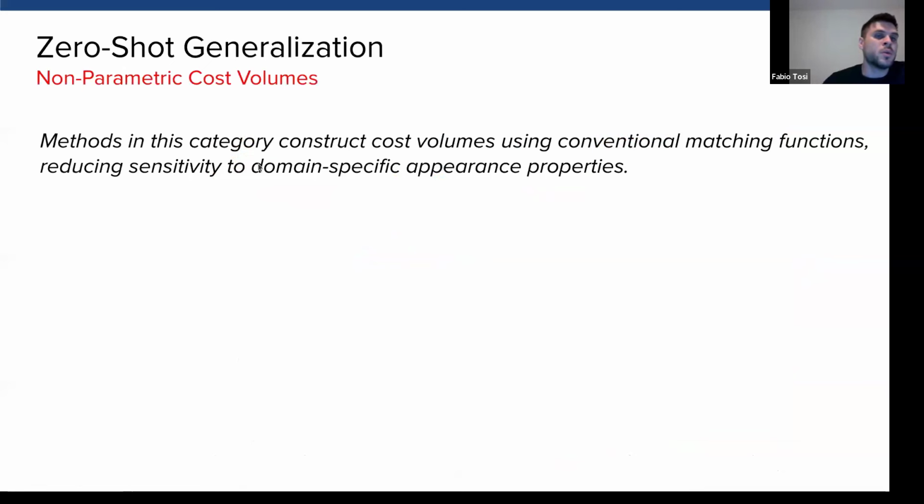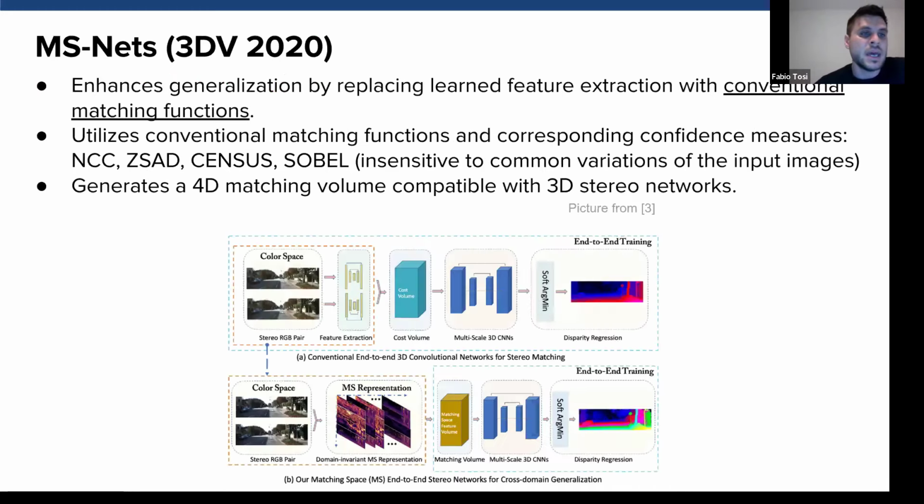Now, from now on, we are going to talk about non-parametric cost volume techniques. Methods in this category construct the cost volumes using conventional matching functions and thus reduce the sensitivity to domain-specific appearance properties. And this is the first work in this direction: MSNets, matching space networks, proposed at 3DV 2020. Here the idea is very simple. The idea is to replace learned feature extraction with conventional matching functions. And we can notice the difference here in the picture.